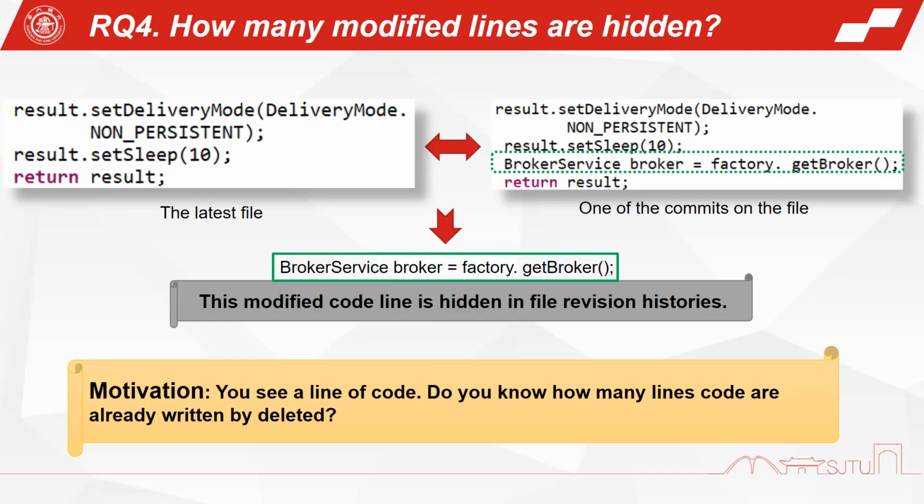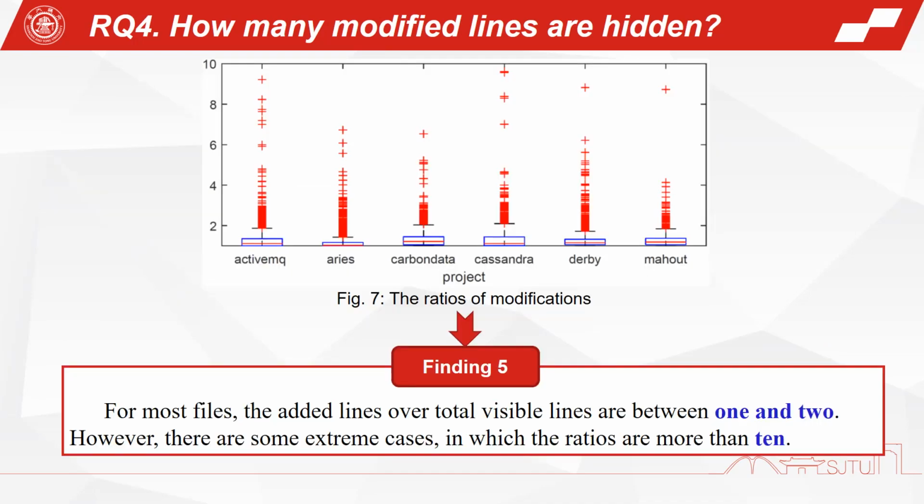RQ4. How many modified lines are hidden? For those approaches which use lines of code to measure development cost of a source file, the development cost is also hidden in file revision histories. We got finding 5. For most files, the added lines over total visible lines are between 1 and 2. However, there are some extreme cases in which the ratios are more than 10.